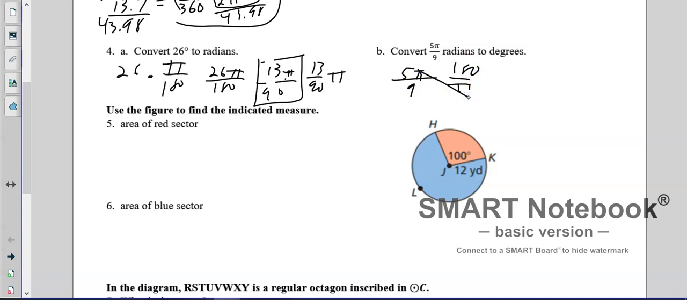The pi's cancel. Okay? We have 5 times 180 divided by 9. Or if you think about it, simplify, this goes into this 20 times. So 5 times 20 is 100 degrees. Now again, you could have done 5 times 180 and gotten 900. And then 900 divided by 9 would have given you 100. So you can go either way. It's up to you. All right.